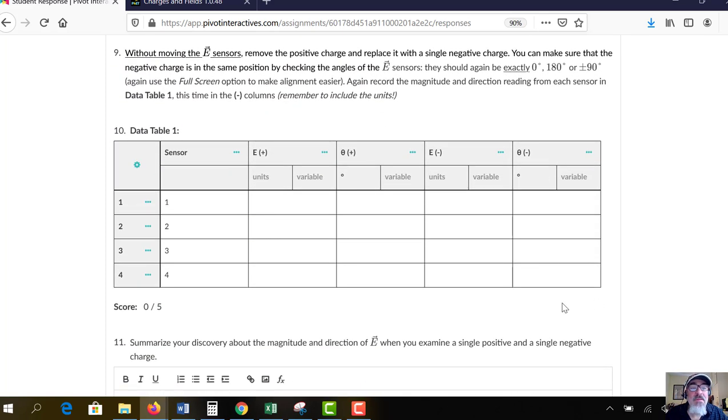A little data table to fill out, and then you'll be able to tell how the electric field strength depends on the distance from the charges and what it looks like if it's a positive charge or a negative charge.